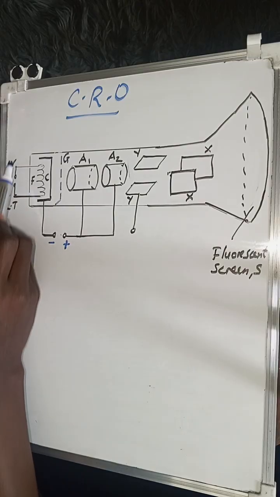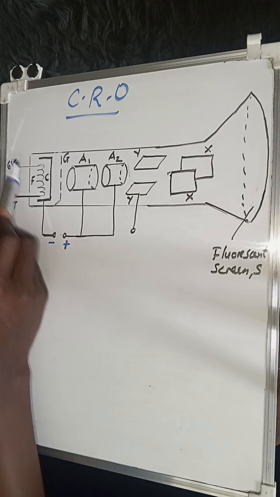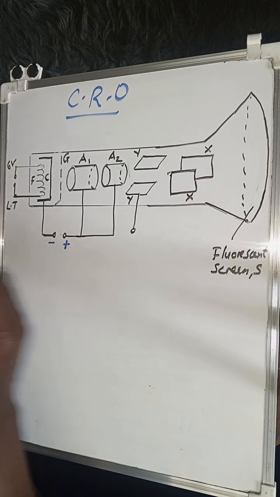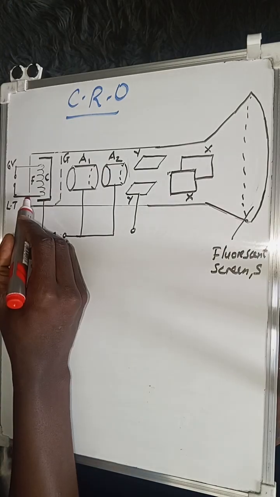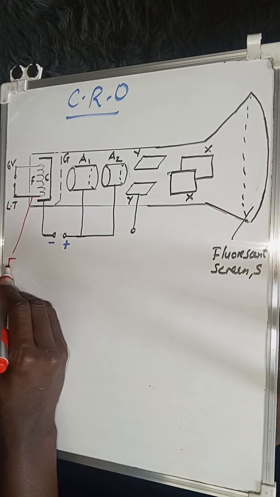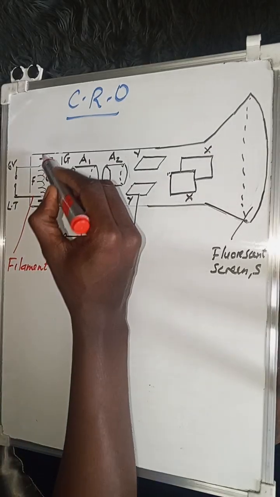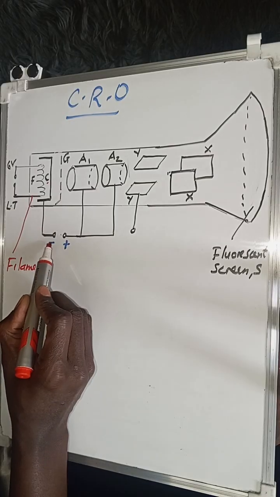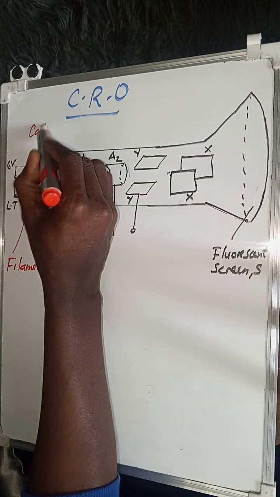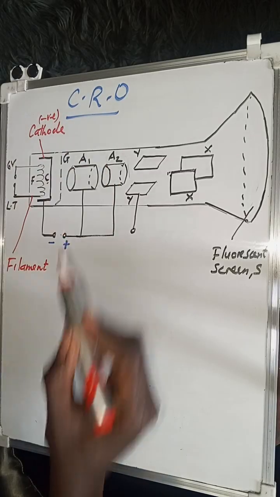Remember, this is our 6-volt AC or DC supply. It is at low tension there. This F is what we call a filament. You can see I've labeled F, so that represents the filament. Then the one I've labeled C, connected to the negative, is the cathode. Remember, the cathode is negatively charged.